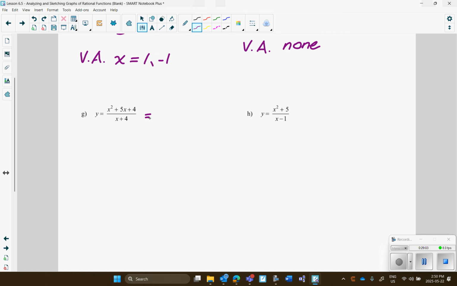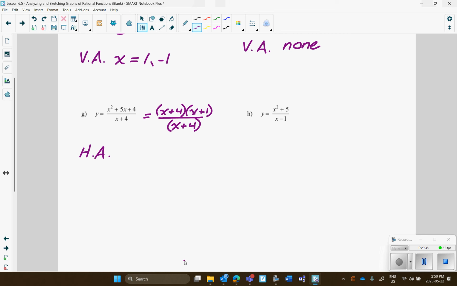Factoring? Yeah, this one I can. Numerator factors 2, x plus 4, x plus 1. x plus 1 on the bottom. I'm going to do the horizontal first before I cancel. Somebody tell me what the horizontal asymptote would be. 1. What's the degree of this?